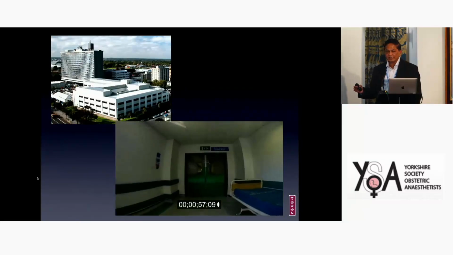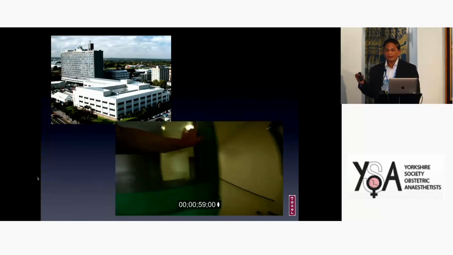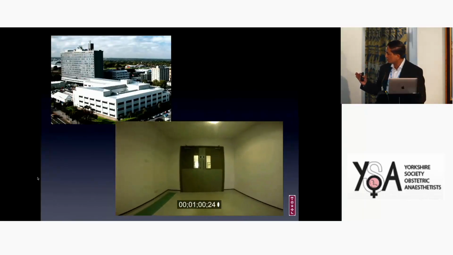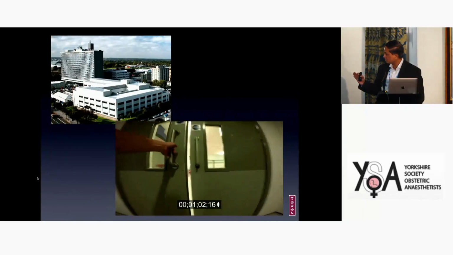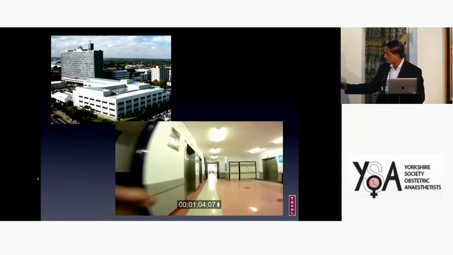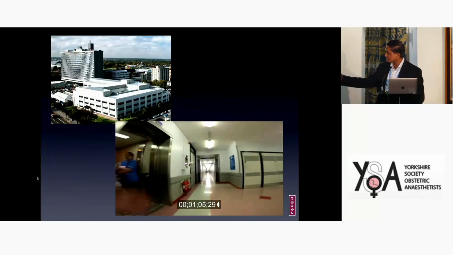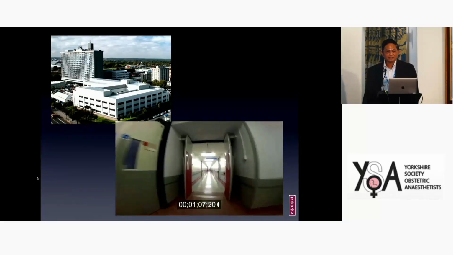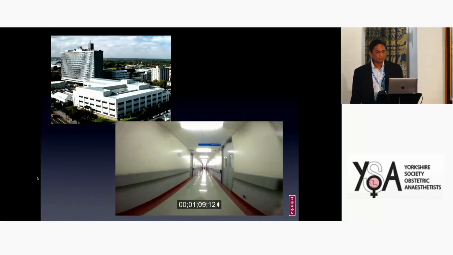There are people walking in and out of those lifts. You have to go through a very busy corridor of taking patients through. So this was taking me about 1 minute and 30 seconds. You can see that people are coming through the lift. I'm actually running, pulling that trolley behind me.